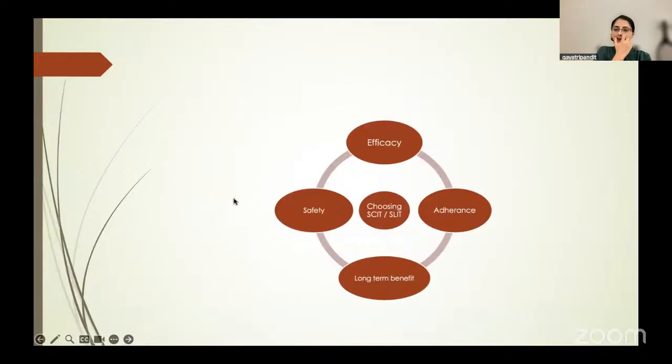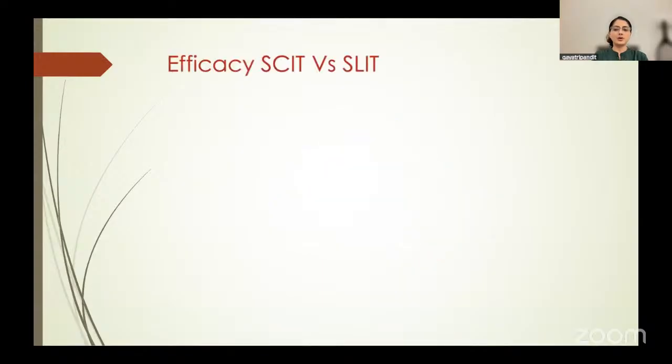Now, with this background knowledge, I would want to take this further into a comparison between SLIT and SCIT. When we are comparing SLIT and SCIT, we have to compare the efficacy. We have to understand where the adherence is better, where the long-term effect is better, which form is safer, and which form is more convenient. And all these things matter while choosing between SLIT and SCIT.